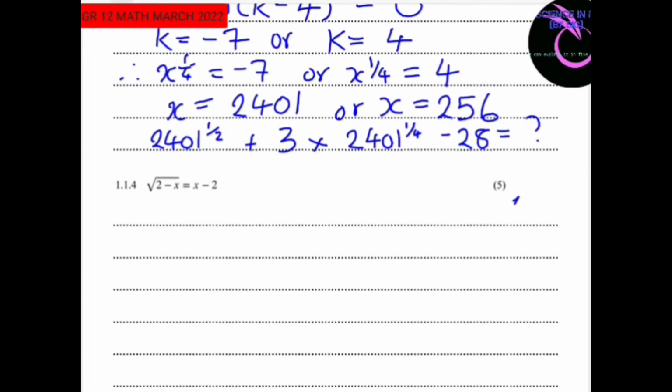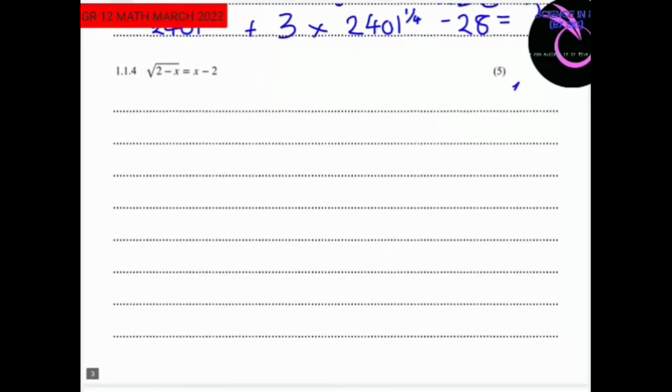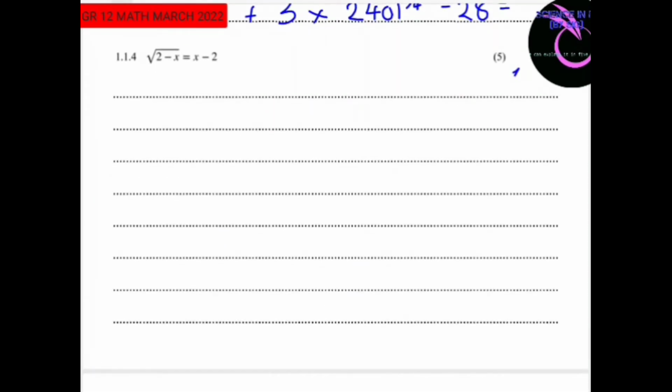Question 1.1.4. At any point you feel like taking a break, do take a break. Okay. 1.4, we've got an equation with a surd. So what do we do with the equation with a surd? We need to get rid of the surd. The only way we can get rid of the surd is by squaring both sides.